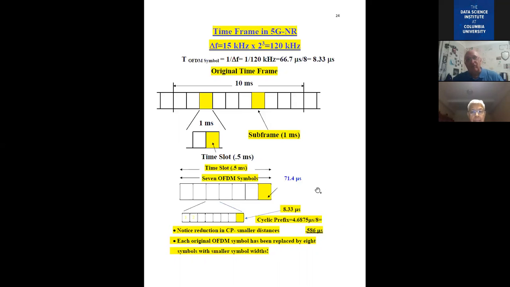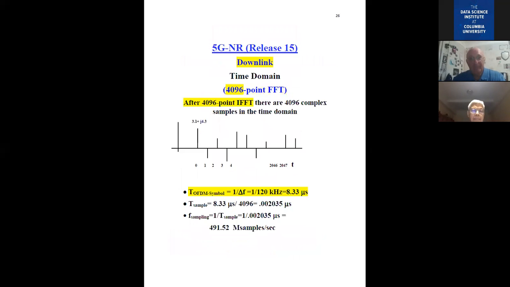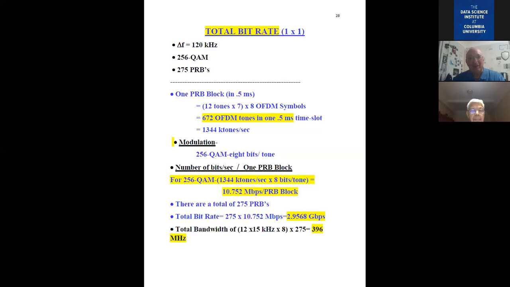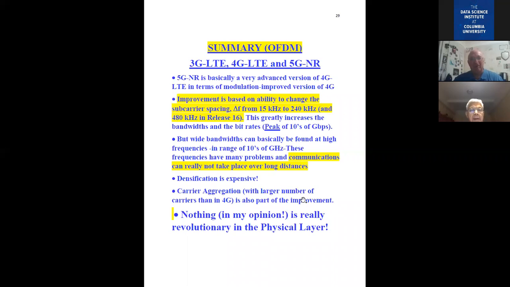But the big difference between 3G and 4G and 5G NR is the fact, basically, that I could increase delta F, increase the bandwidth, but decrease the cyclic prefix, less the robustness in the cyclic prefix. I have to use it over smaller distances. So that's where we are. Let me just sort of summarize where we are. Yeah, this is my summary.